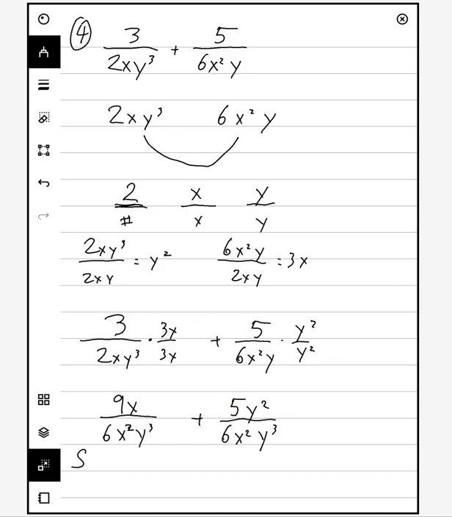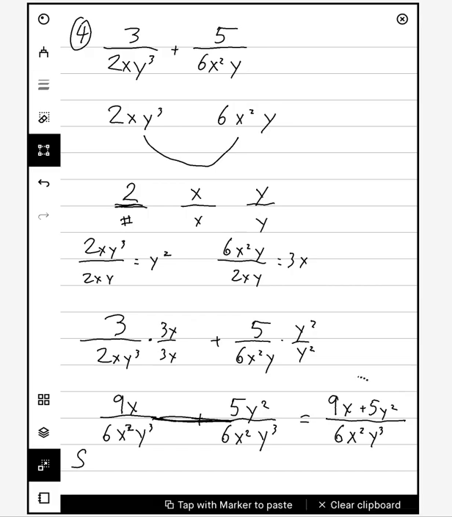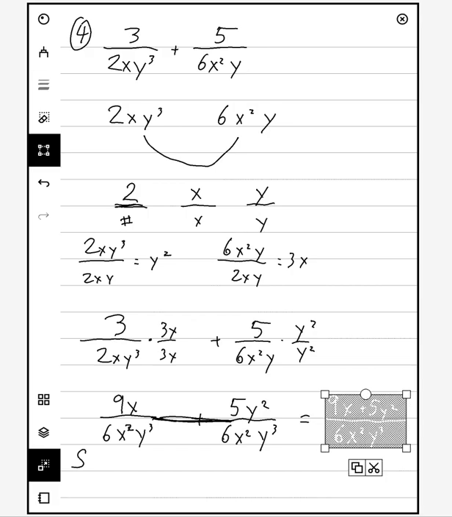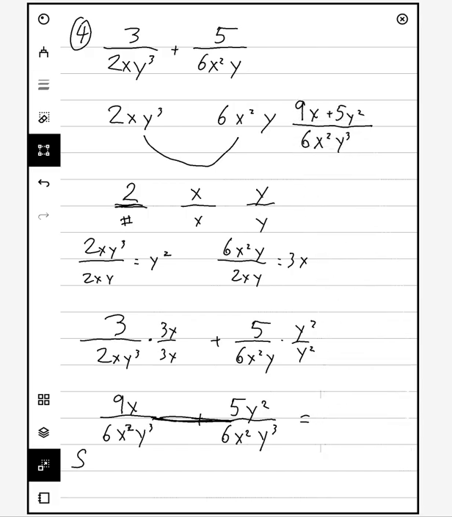Now we can add these. So now we can connect the bridge. So we can rewrite this as 9x plus 5y squared all over 6x squared y cubed. So let's move this guy. This is your answer.